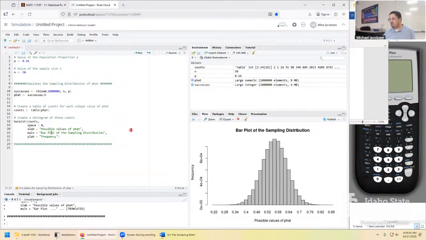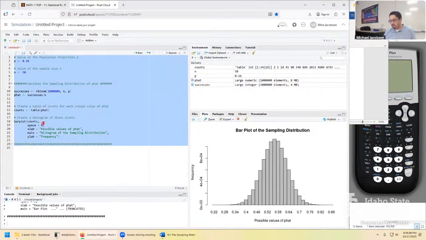Instead of a bar plot, let's call this a histogram, just so that it feels a little bit more similar to what we're saying. It is using the bar plot code here, but when you put space 0, it becomes a histogram. So Control A, Control Shift, and here's our histogram of the sampling distribution. It's, again, really, really striking.